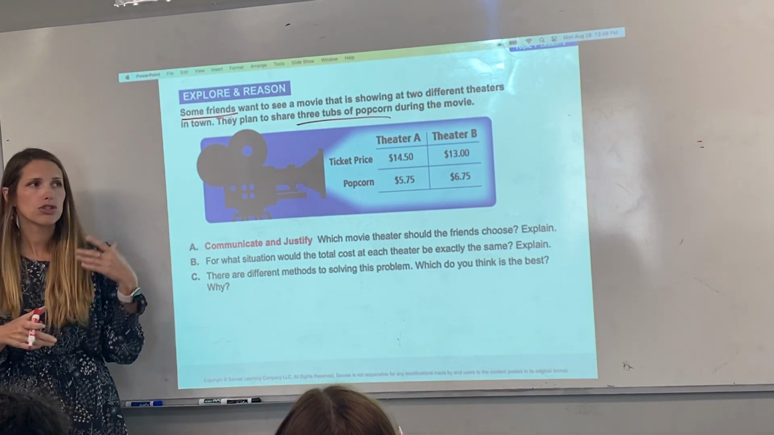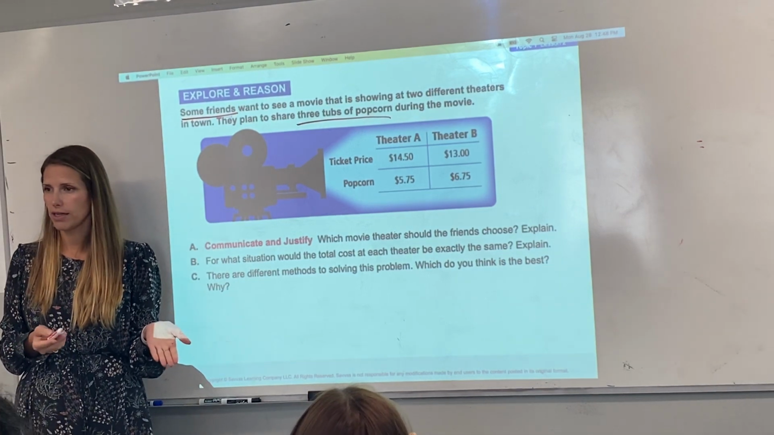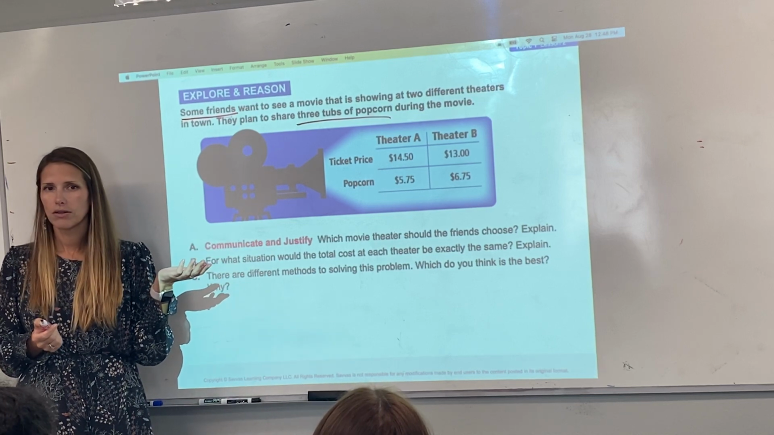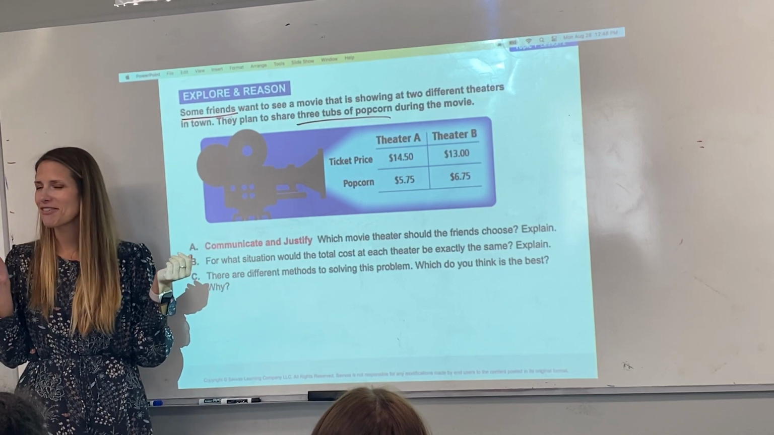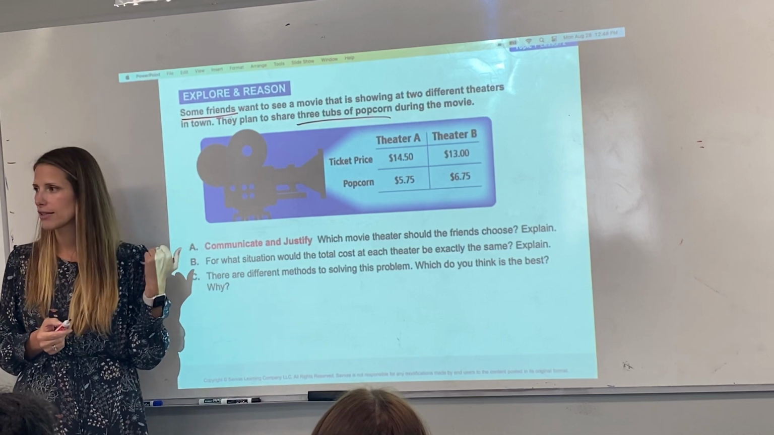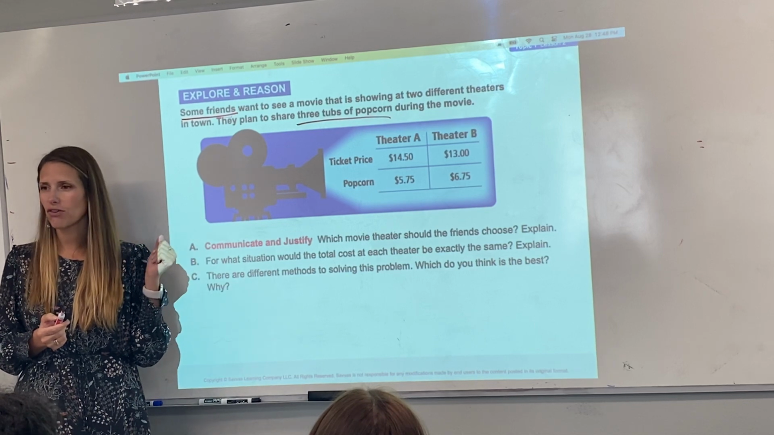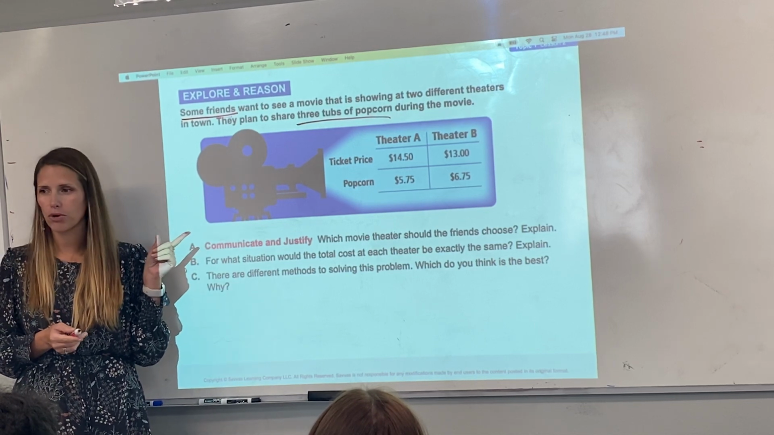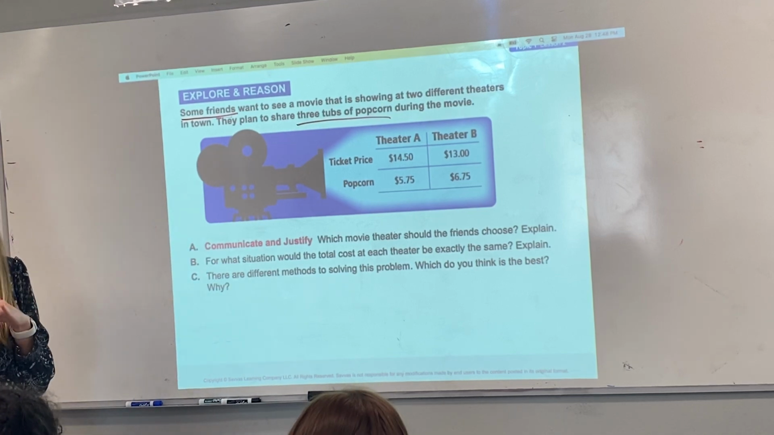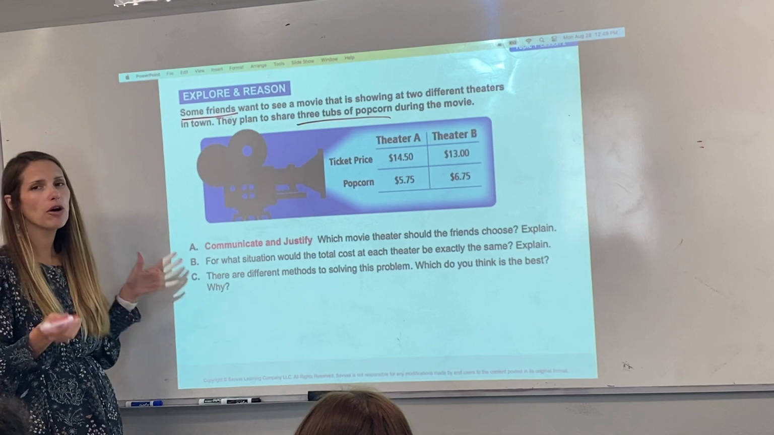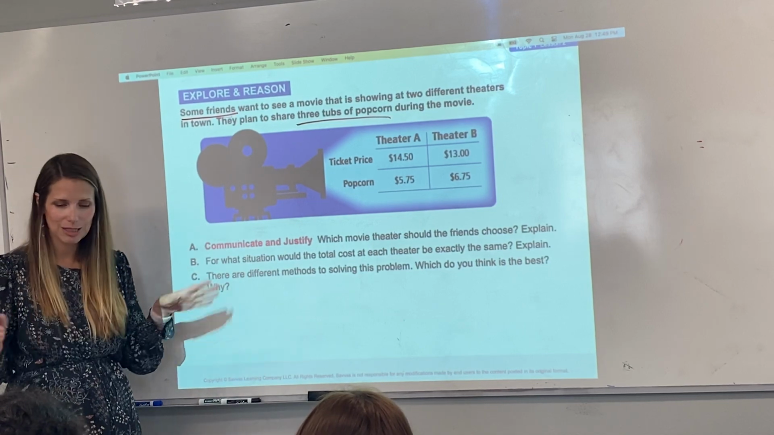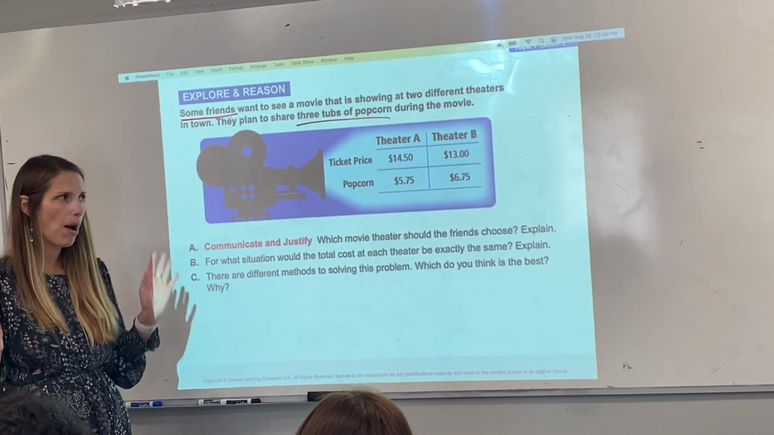So if it's just 2 friends going to the movie, how many tubs of popcorn are they sharing? 3. If 3 friends are going to the movie, how many popcorns are they sharing? 3. If 18 friends are going to the movie, how many tubs of popcorn are they sharing? 3. So 3 is a constant. That's not going to change. So we don't know how many friends are going, but we do know that no matter how many friends, they're going to split up 3 tubs of popcorn.